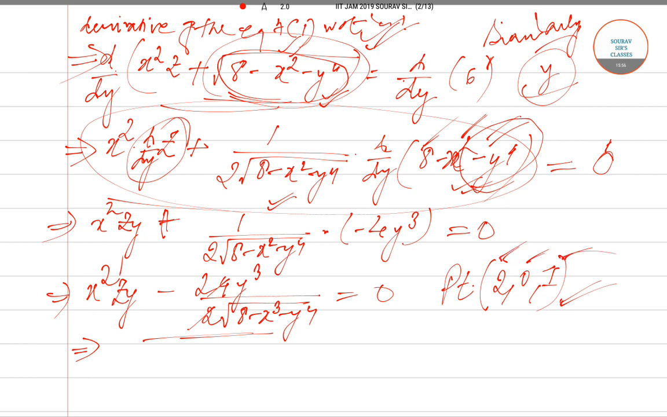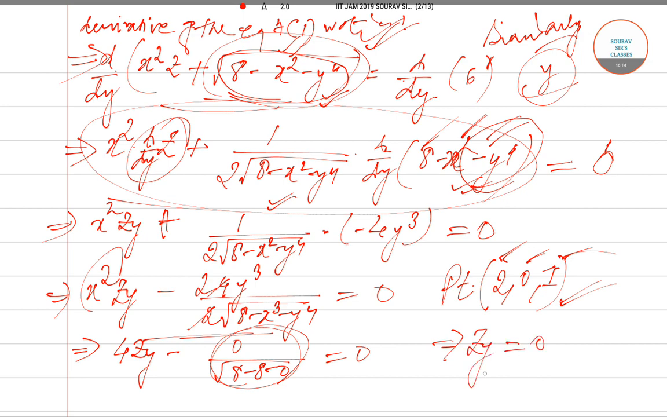So here we will write 4zy minus, in place of y we will write 0, and this part will become 8 minus 0. So this entire part will become 0. So we will get zy to be 0. So the derivative of z with respect to y we have got 0, and earlier we have got the value of zx. If you can remember, I have highlighted that part with red ink, and the value of zx was minus 3 by 4.